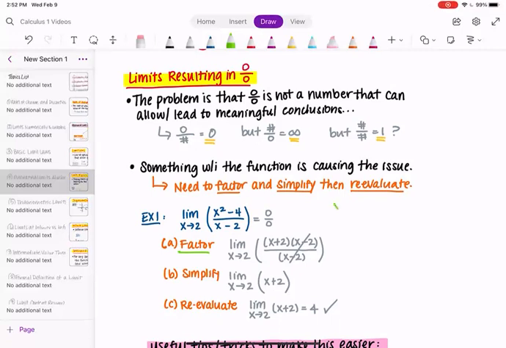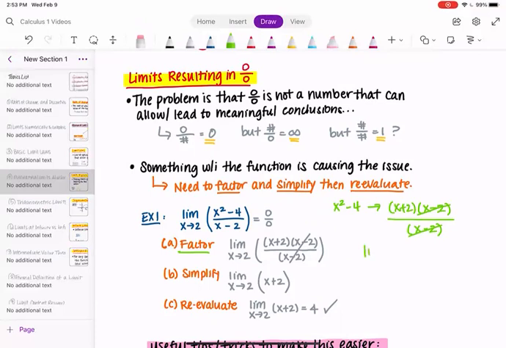I took x squared minus 4 and broke that into x plus 2 times x minus 2. Then the denominator is already in a linear form, so I can just write x minus 2. What that allows me to do is cancel these, because they're the same. x plus 2 is being multiplied by x minus 2 and also divided by x minus 2 at the same time, so the multiplication and division cancel each other out, leaving you just with x plus 2.